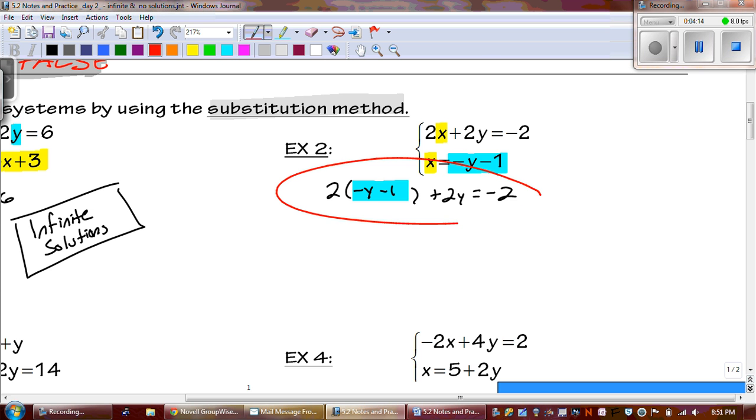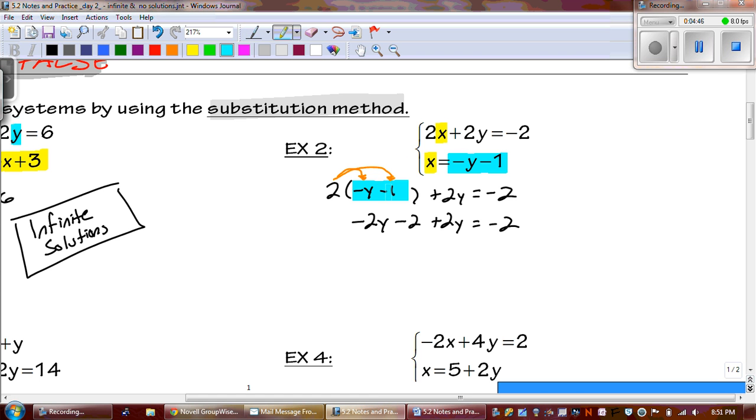Now, when you get to this step right here, if you have two different variables, I'm sorry, but you did something wrong and you need to recheck your work. Our goal right here is to cancel them out. So we're going to distribute the 2. 2 times negative y gives us negative 2y. 2 times negative 1 gives us negative 2. And the rest stays the same.